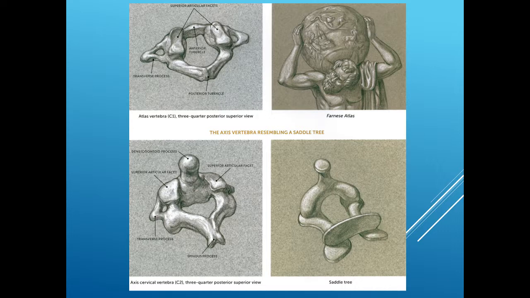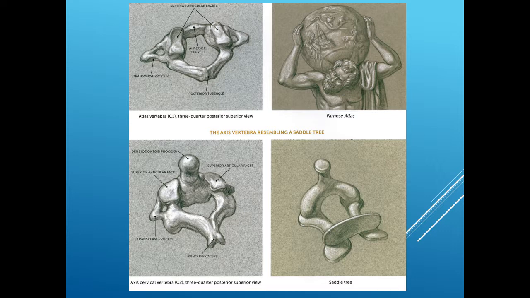And then down here we have the axis, which is C2. And C2 kind of looks like a saddle tree, which you would notice when you're riding a horse, and you would put the saddle on this. So anyway, here's the atlas and the axis. 2 bones, one sits right on top of the other, but they're 2 very different looking types of bones, and they serve different purposes.